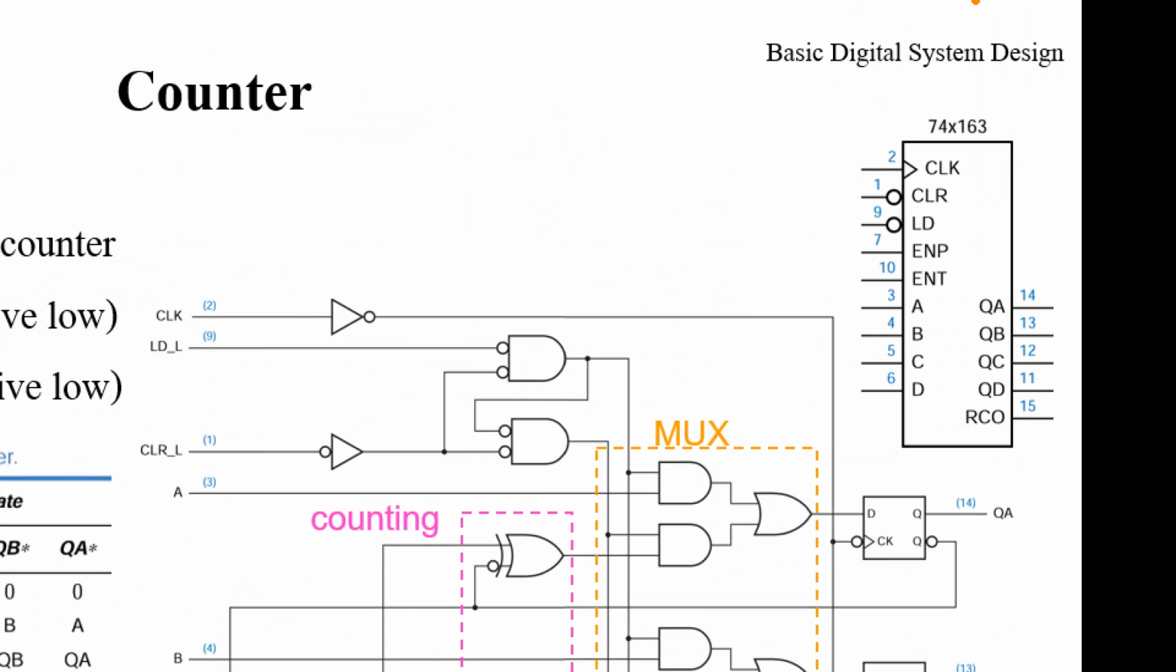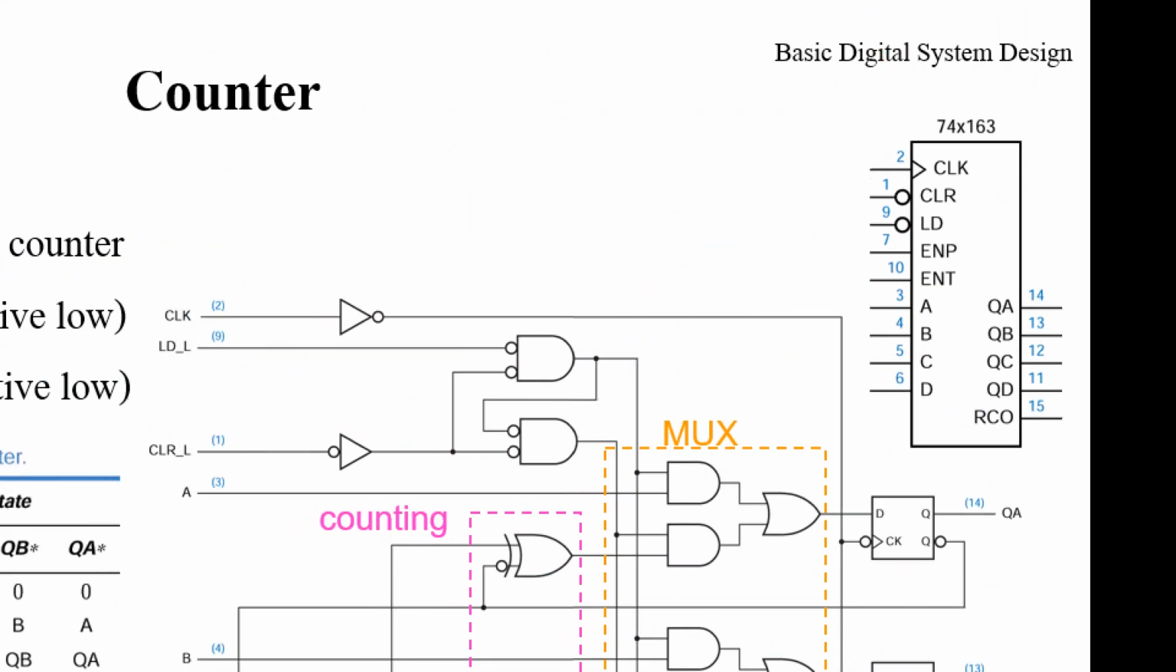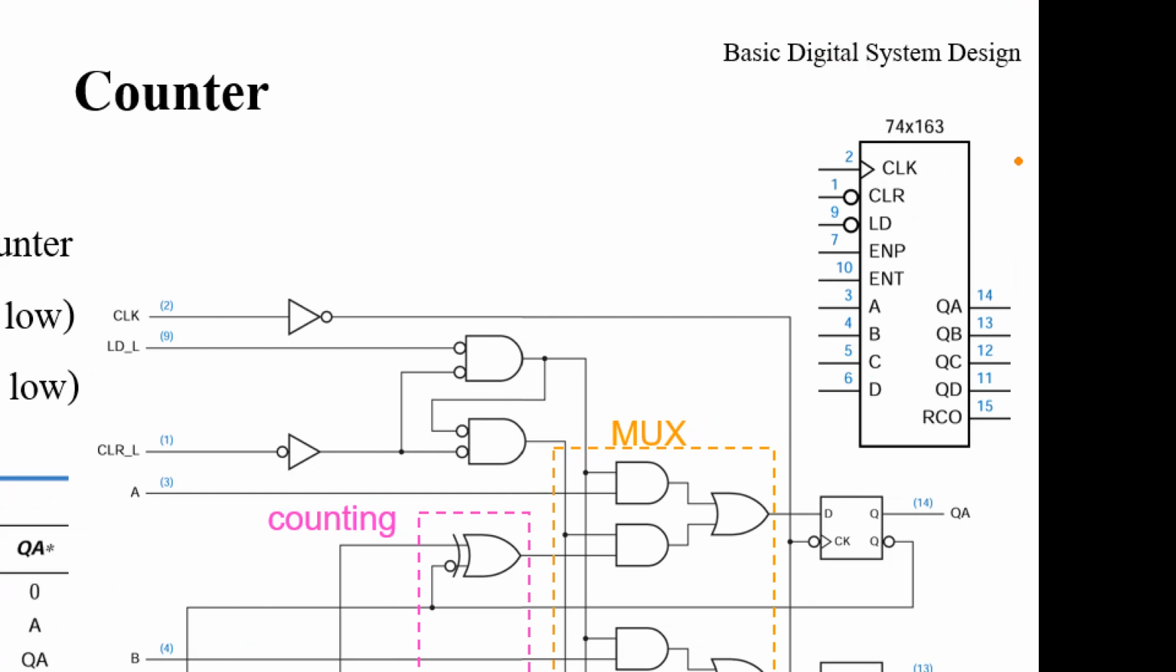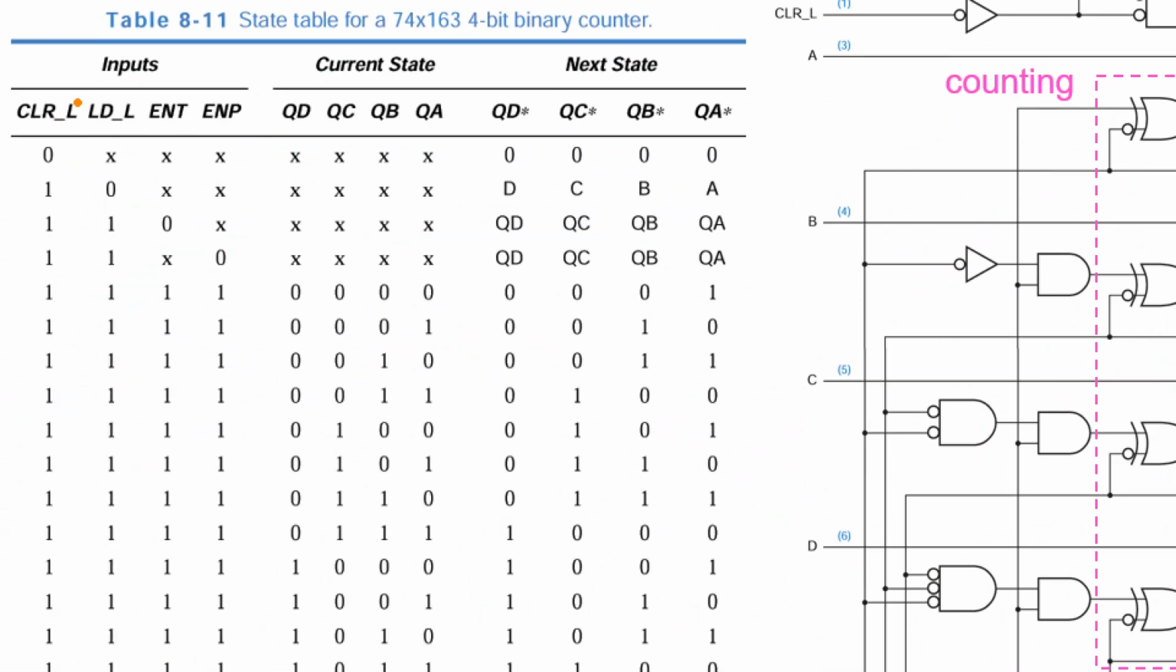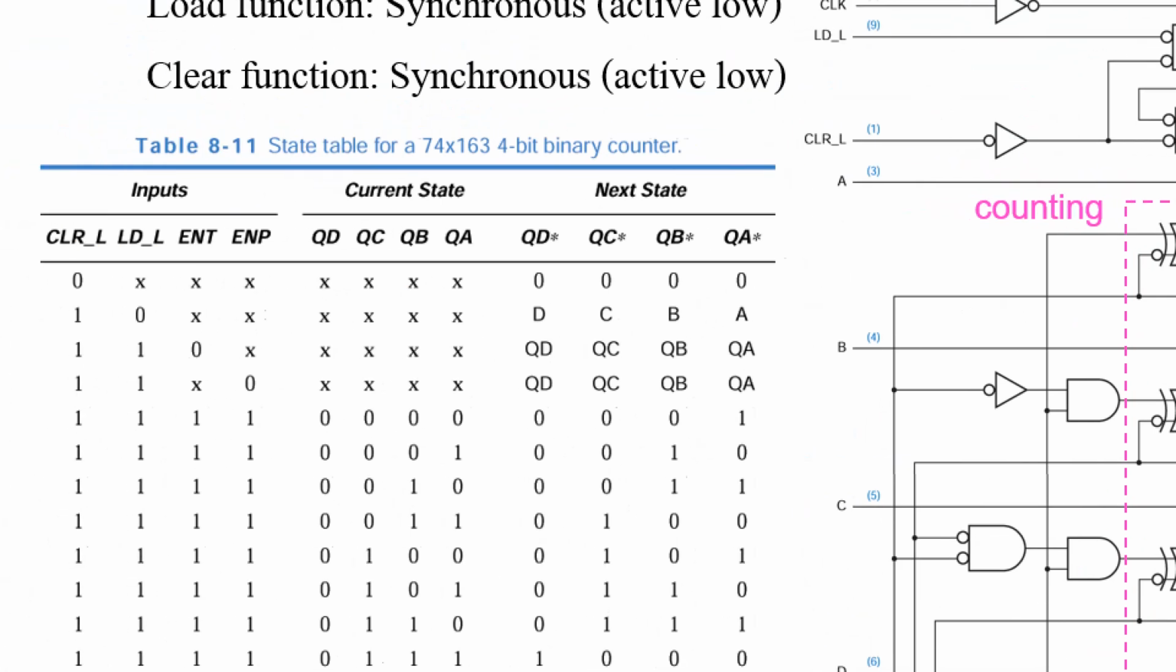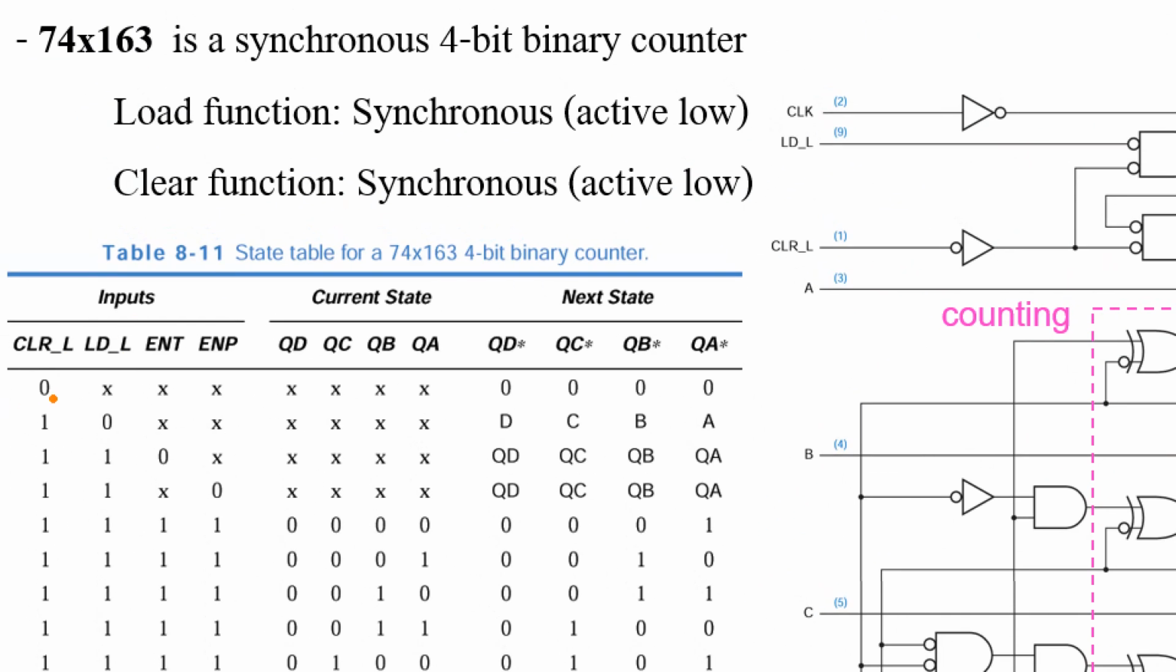How does it work? At first, there are control inputs: enable, load, and clear. The function follows this table. For example, if clear is 0, when the clock ticks, it will change to the 0, 0, 0 state, not depending on the current state.